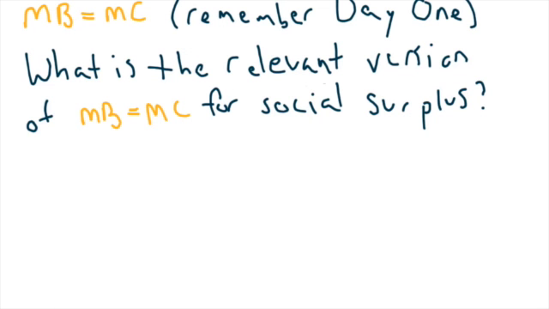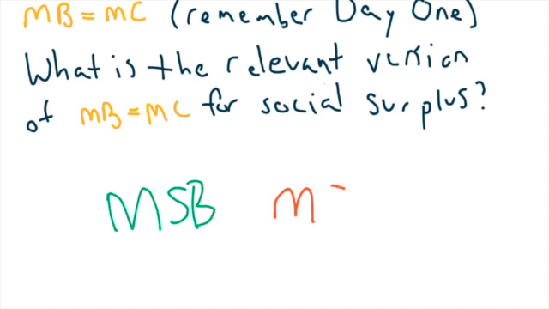And I want to tie this back into day 1's video. So if you haven't watched day 1 of the 12 days that was on the golden rule, please go ahead and do that. The golden rule is MB equals MC. So the relevant version of MB equals MC for social surplus is almost so obvious I feel bad having to say it. It's MSB. These are the benefits to society at the margin, so the marginal benefit to society. And the costs are MSC, right? It's like the name almost gives it away. It's marginal social cost. It's how much society was paying at the margin for that unit.